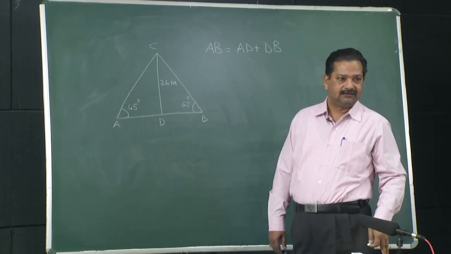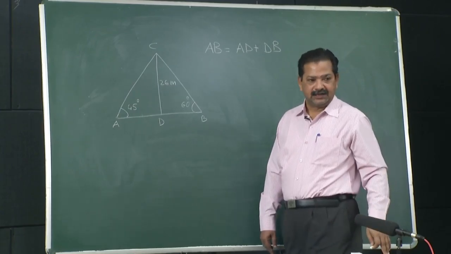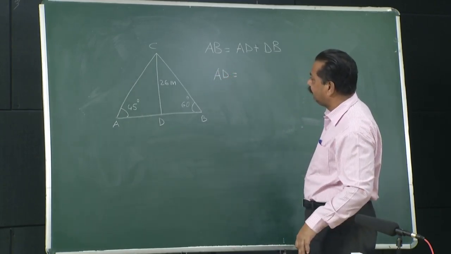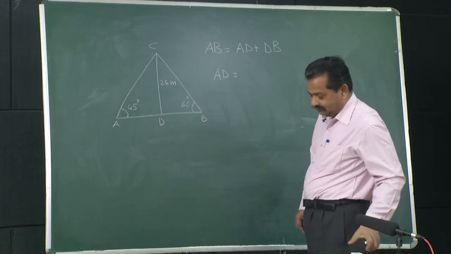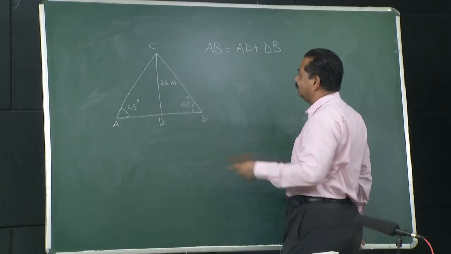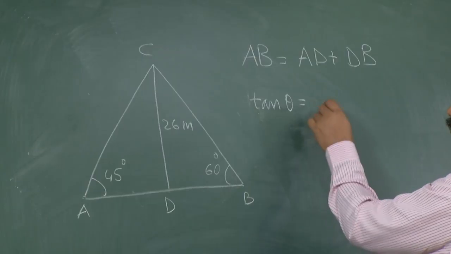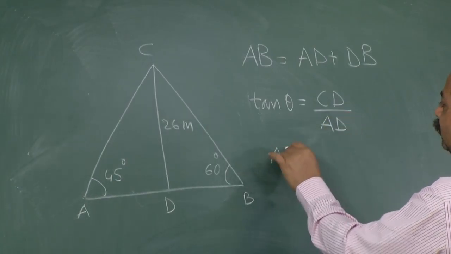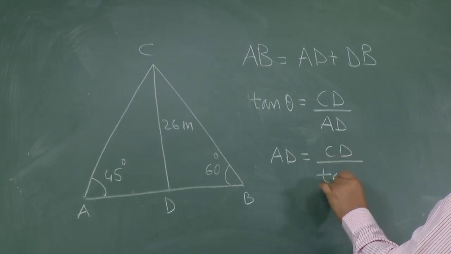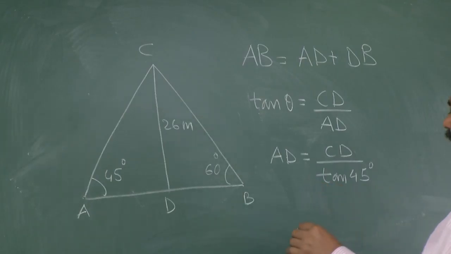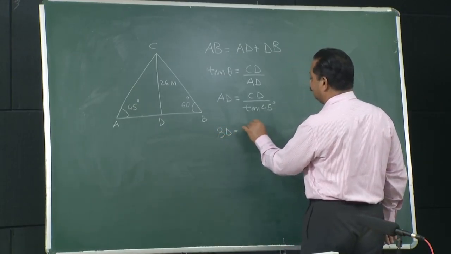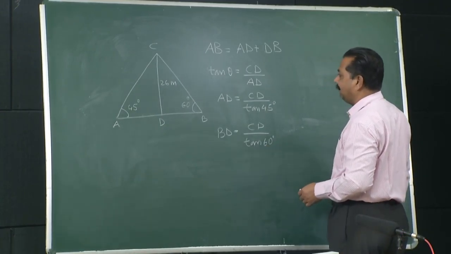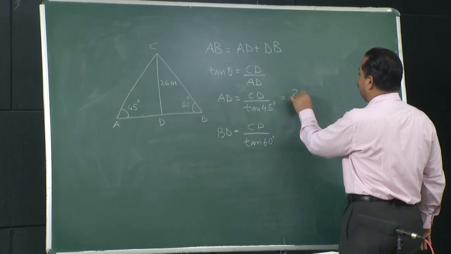AB is equal to AD plus DB. We can find out AD and DB. Everybody is understanding? AD. AD is equal to, tan theta is equal to CD upon AD. So AD is equal to CD upon tan 45 degree. Similarly, BD is equal to CD upon tan 60.